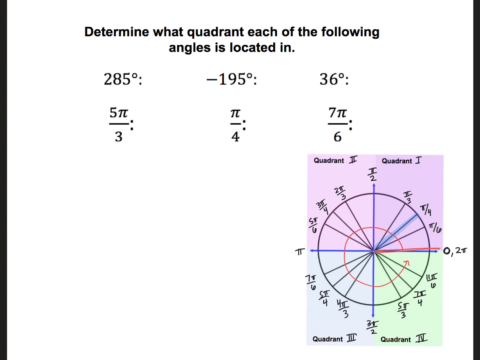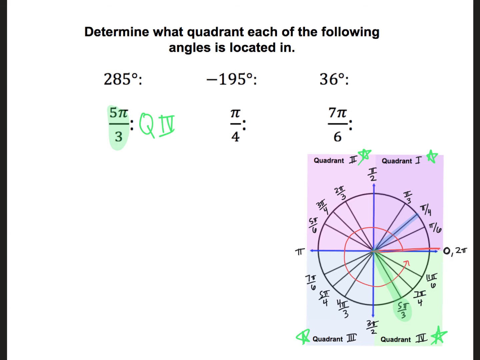My first one, I see 5 pi over 3. If I look at my picture, 5 pi over 3 is right here. I didn't mean to choose green to do that, but because it's in the green section, it is quadrant 4. My quadrants are already numbered for me. Remember, they sort of go backwards. You start with quadrant 1 up here, and then quadrant 2, quadrant 3, and quadrant 4.